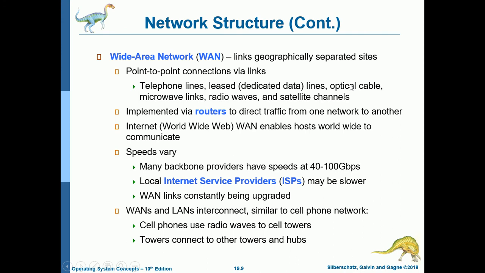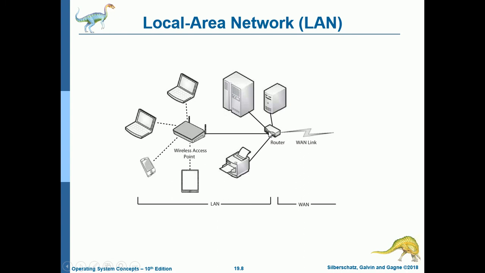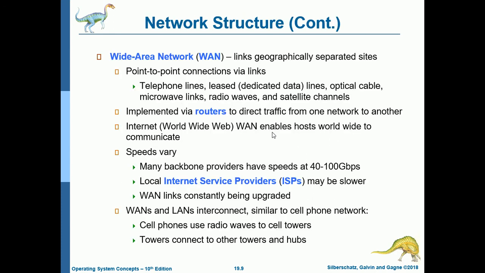This is faster than the typical cables that we're using. And of course there are others such as microwave, radio waves, and the satellite channels. These are implemented via routers to direct traffic from one network to another. So we have the router. Every network, if you want an internet connection or to connect to other networks, should have a router.